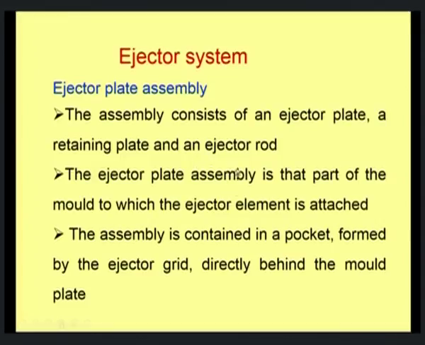Now, the ejector plate assembly is that part of the mold to which the ejector element is attached, which is the ejector rod. The assembly is contained in a pocket formed by the ejector grid. In the ejector grid we have seen that there is a space in between the two support blocks, which forms a pocket like arrangement. That is where this ejector plate assembly is going to fit in, directly behind the mold plate.